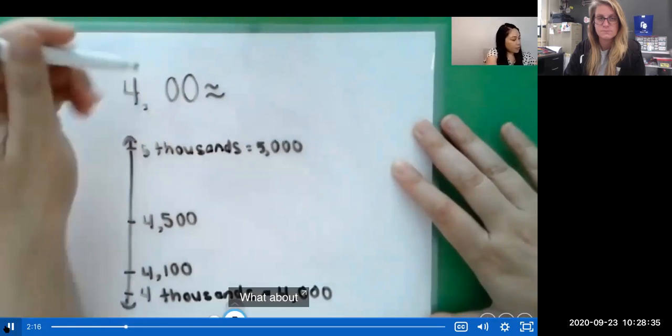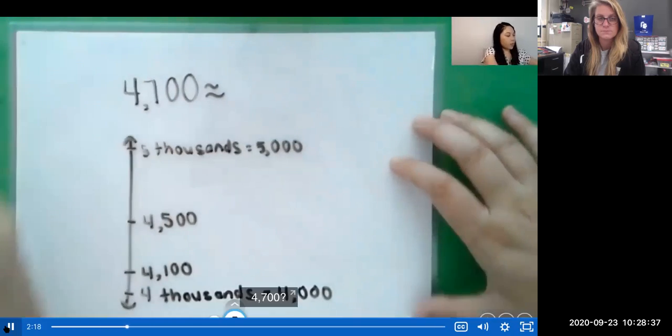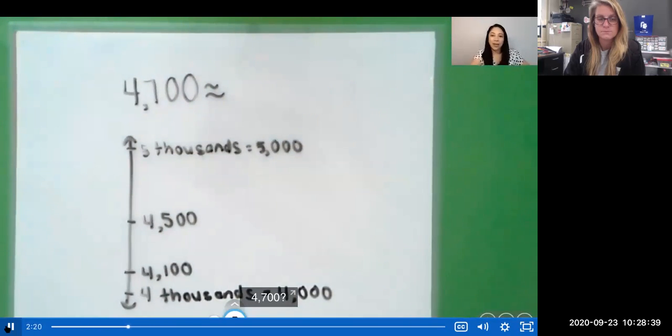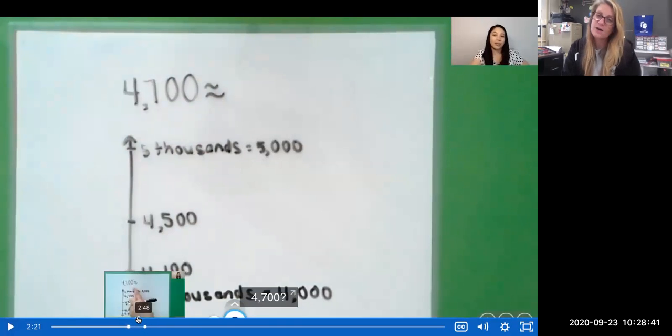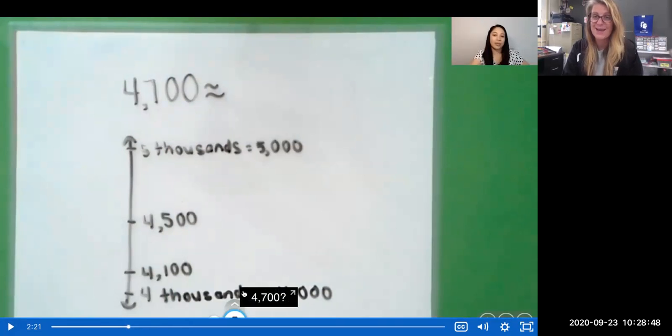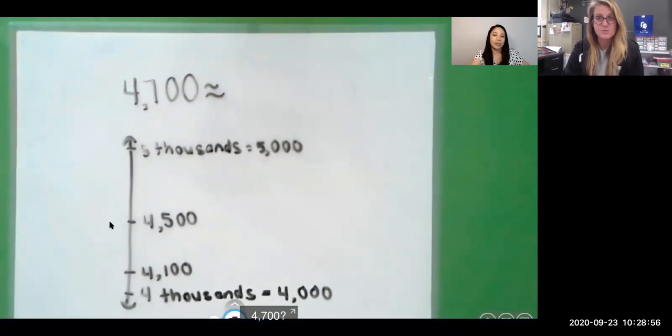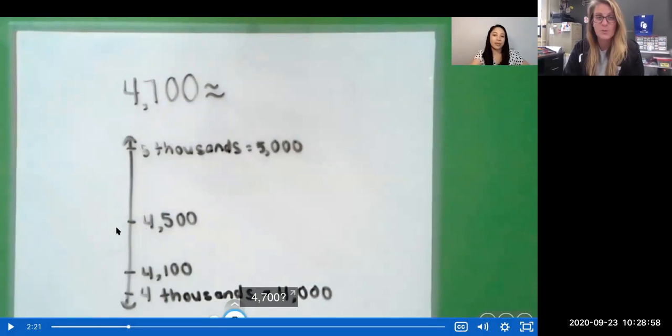What about 4,700? So think to yourself, she already has her step 1, which was to find the closest thousands, and her step 2, which was to find the midway point or the midway number. So step 3, think about what step 3 is. What is she going to do next to figure out what the rounded answer would be?